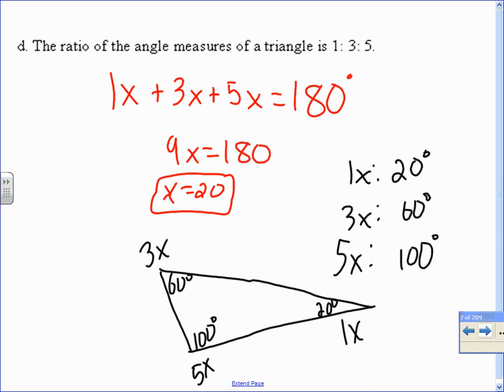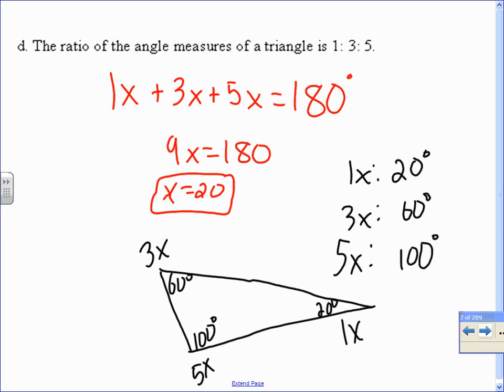Okay, let me just take a time out on that. Is everyone clear on what we're finding? Alyssa? Correct. If you were to compare the 20 and the 60, 60 is 3 times 20. And if you were to compare the 20 and the 100, 20 times 5 is 100. So if you check your ratio, it works. One of the angles is 3 times the other. One of them is 5 times the other. All right, just making sure.